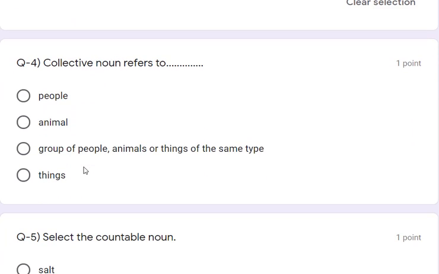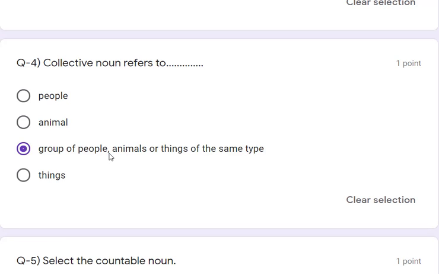That's the question 4. Collective noun refers to what? Tell me. Group of people, animal or things of the same type. Right? That is the answer.